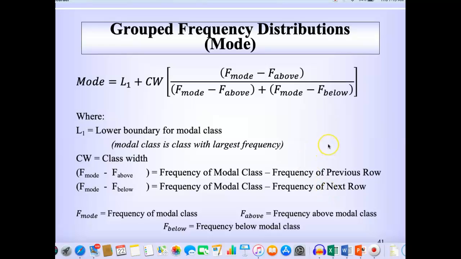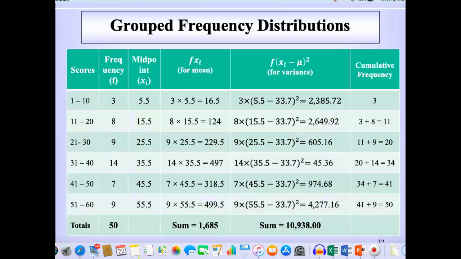So the first thing we want to do is pick up these values from our table, and then we can plug them into the formula accordingly. The first thing we want to identify is our modal class. We're looking in the frequency column for the largest frequency, and we notice that that is 14, which means that our modal class is the range of scores 31 to 40.